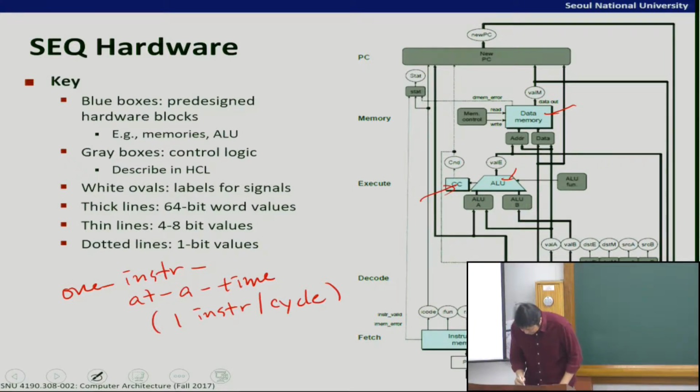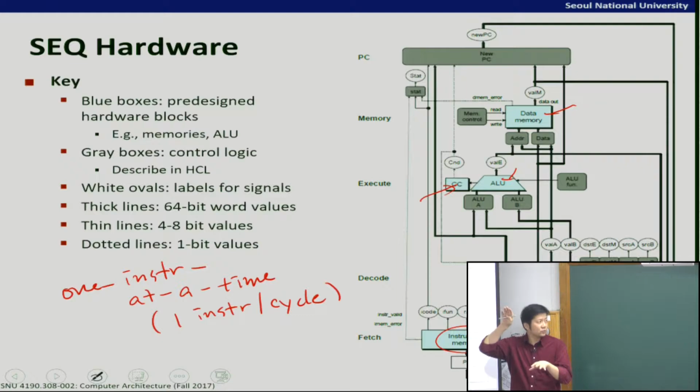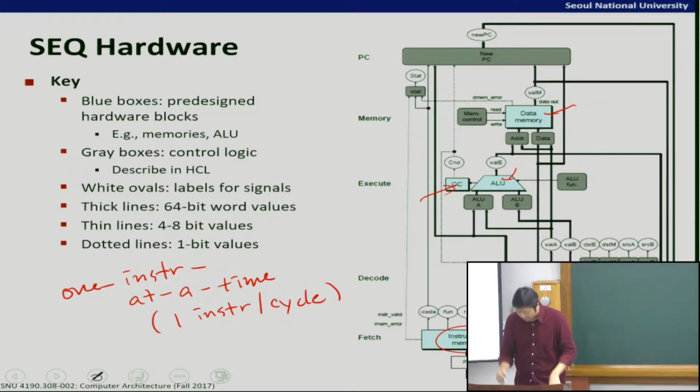And those gray boxes, okay. By the way, this instruction memory is internally the same as a data memory, but now we assume a separate memory structure for data and instructions. And the PC increment, you can think of it as a PC register. So this is a register.